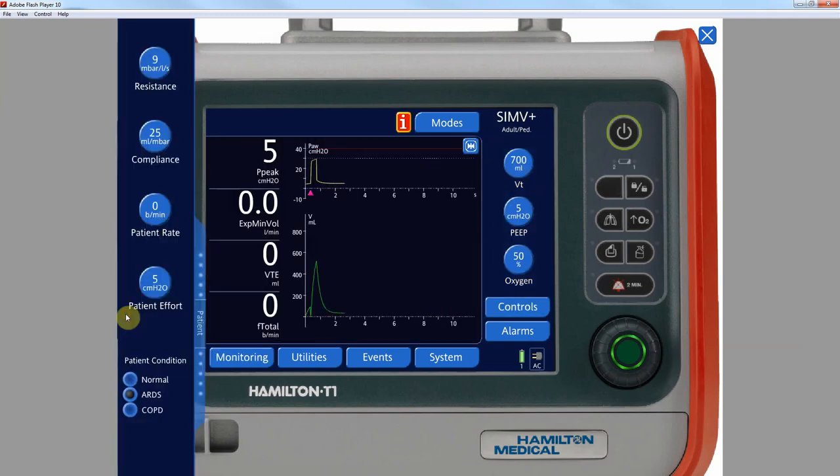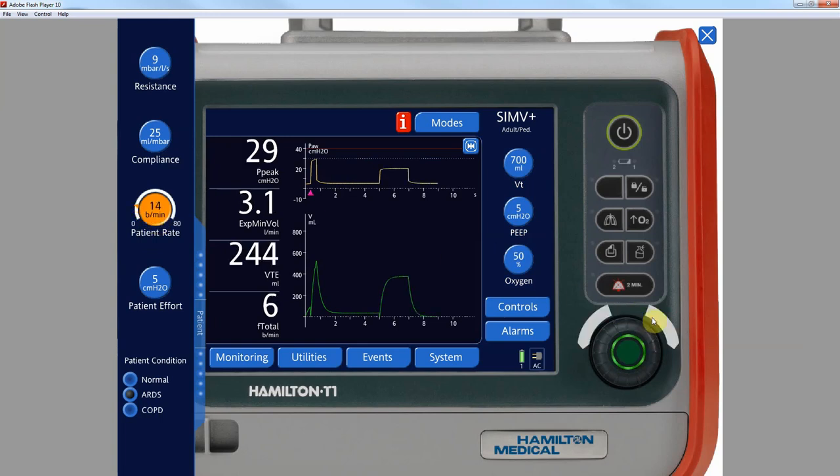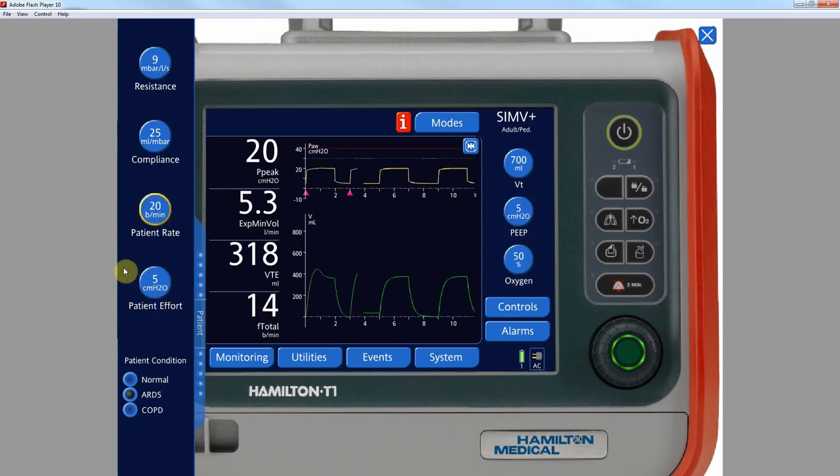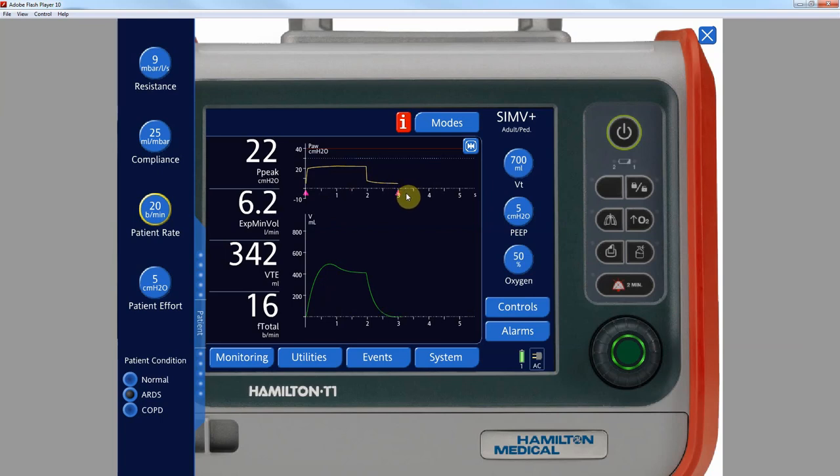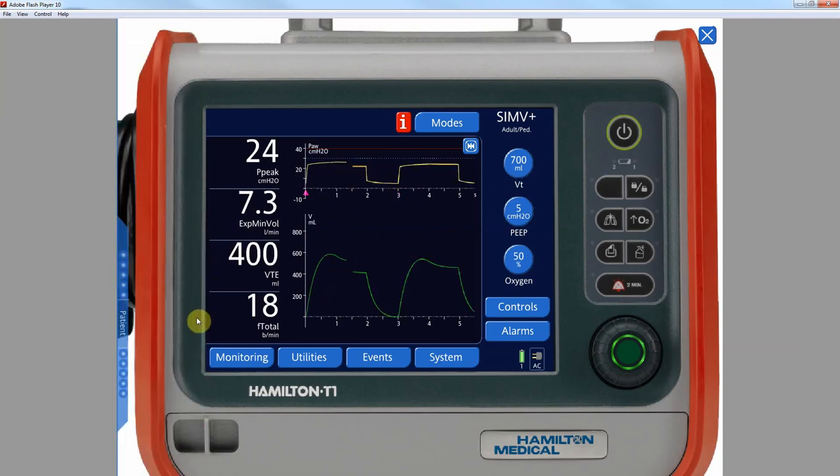So let's say that this patient is breathing. We'll say they're breathing, let's just make it 20 times a minute. They have sufficient effort here to trigger the vent. You can see since they're breathing at 20 times a minute, essentially every breath or most of the breaths will be triggered by the patient and not time triggered by the ventilator.